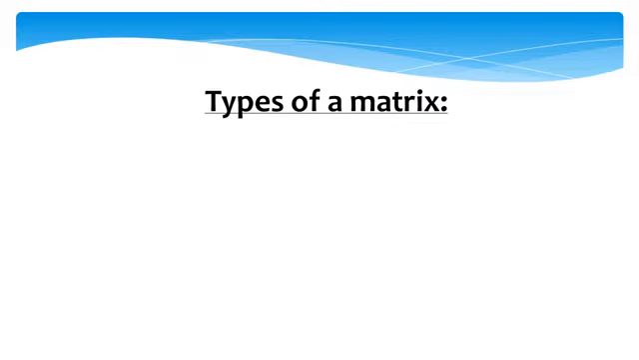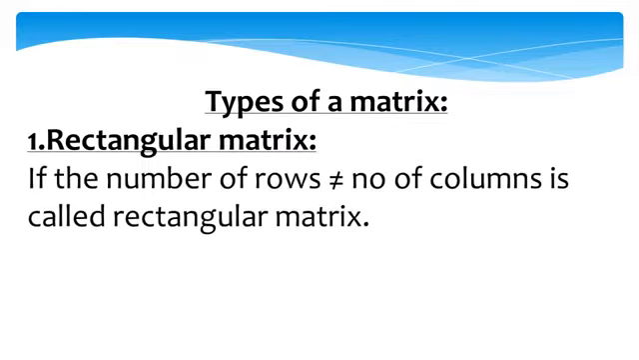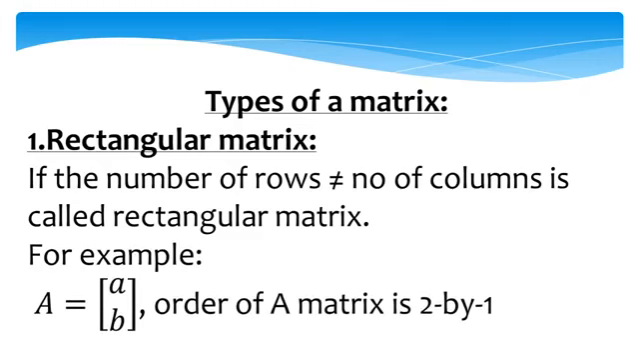Types of a matrix. First type, rectangular matrix. If the number of rows is not equal to the number of columns, it is called a rectangular matrix. For example, a matrix A whose order is 2 by 1, in which the number of rows is not equal to the number of columns.